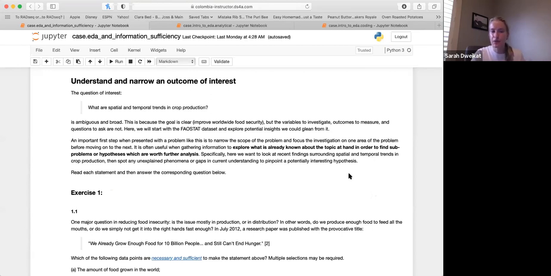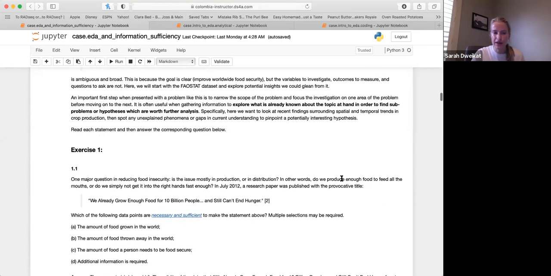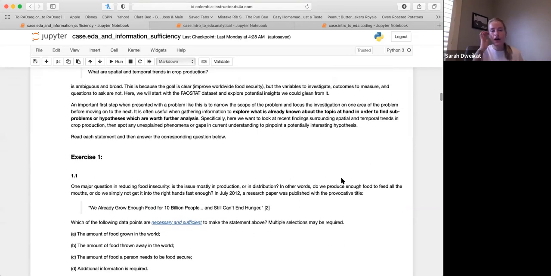So that's what we'll start with in exercise 1, thinking about a little bit more detail on this report that I discussed from the United Nations on food security. So we're going to analyze some questions to start with, to get you in the right mindset for thinking about how to gather my data.